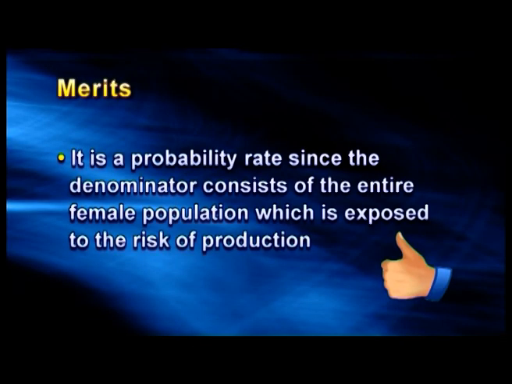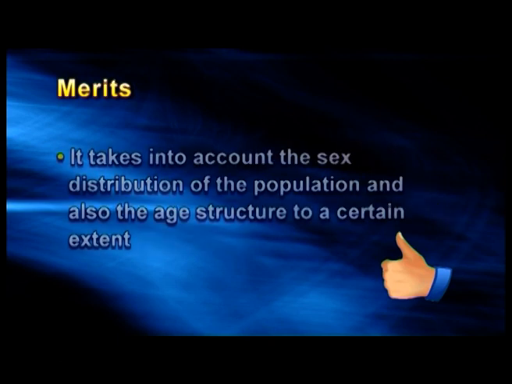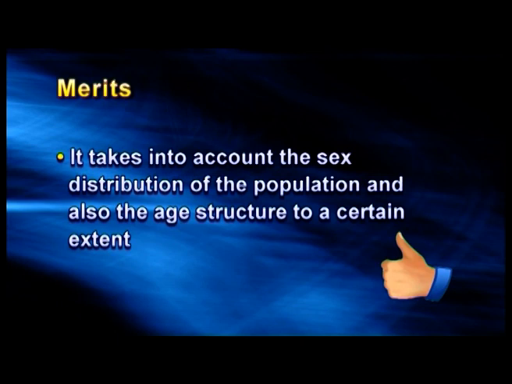Following are the merits. General fertility rate is a probability rate since the denominator consists of the entire female population which is exposed to the risk of production. General fertility rate reflects the extent to which the female population in the reproductive age increases the existing population through live birth. General fertility rate takes into account the sex distribution of the population and also the age structure to a certain extent.